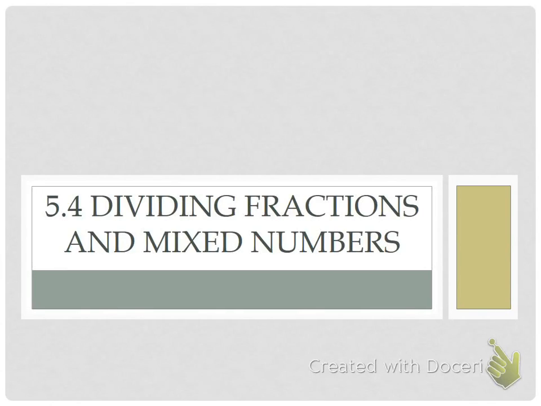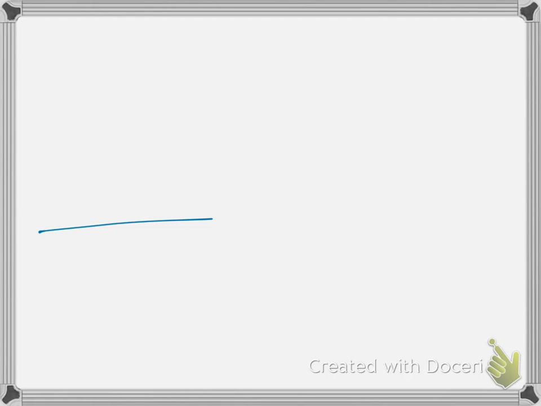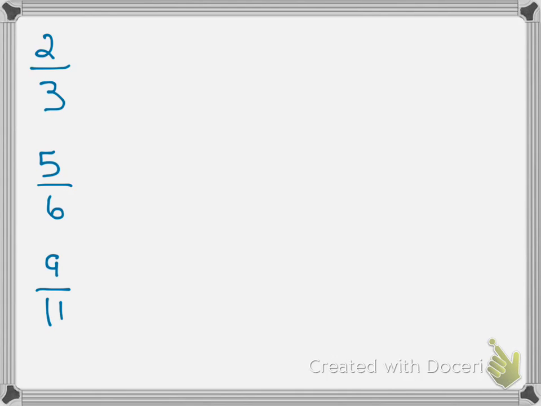All right, today we're in section 5.4, dividing fractions and mixed numbers. One of the main concepts that you do need to understand with this lesson is what it means to work the reciprocal of a number. So let's take these fractions, 2/3, 5/6, and 9/11. What the rule says is that when I'm dividing fractions, I need to take the second fraction. So we're going to pretend that this one is the second fraction in the expression, and we need to multiply by the reciprocal. All right, well, what is a reciprocal?